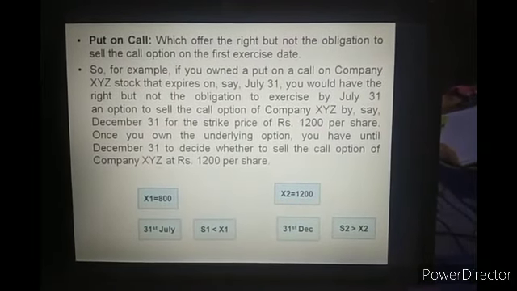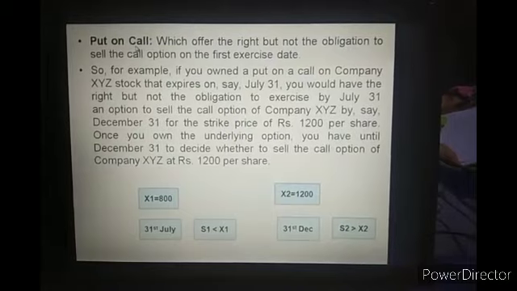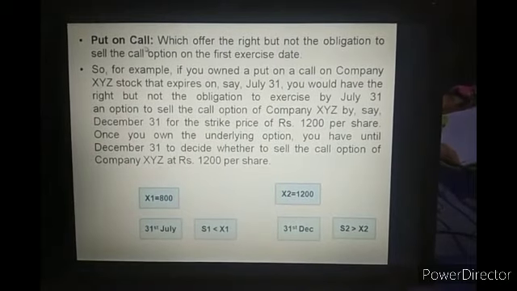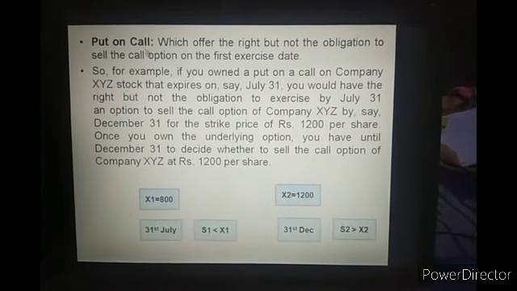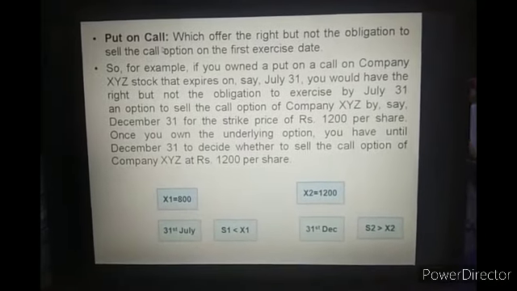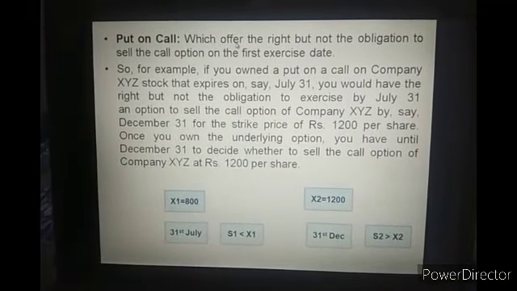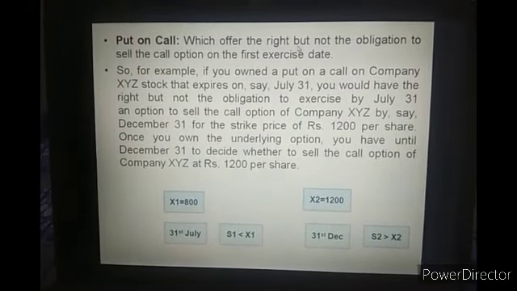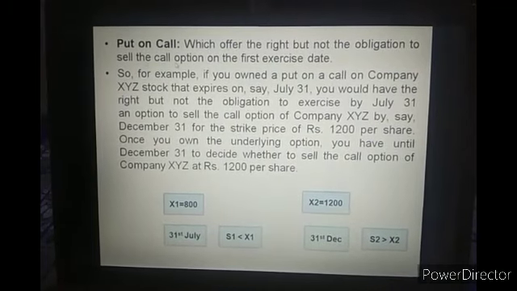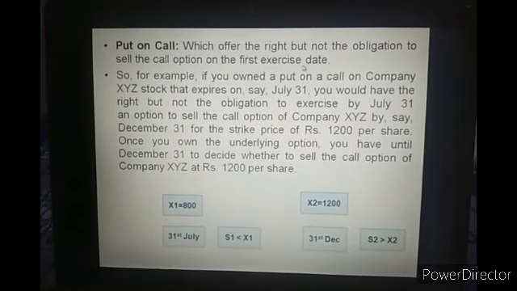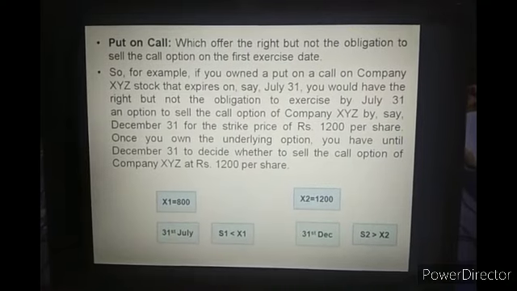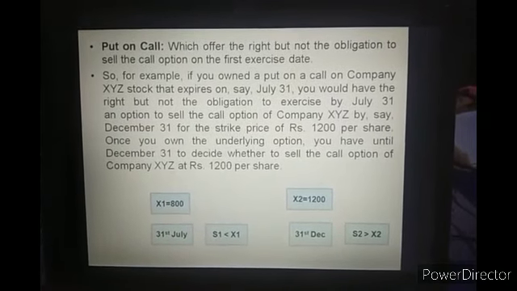Now, put on call. What is this here? Here you have a right to sell the call. You have to be very careful over here. This is the most complex product. Put on call offers the right but not the obligation to sell the call option on the first exercise price. Means here you are taking a bearish view on both sides.